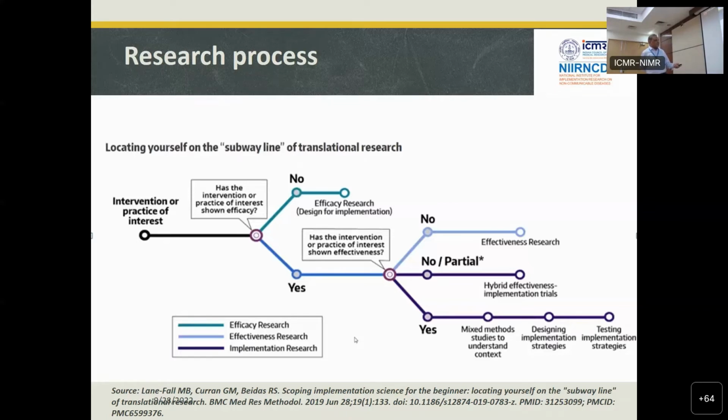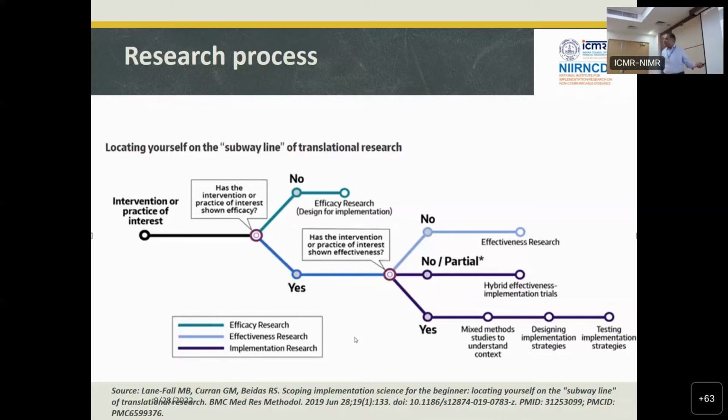Next step, has the intervention or practice of interest shown an effectiveness? Not effective, again go back to effectiveness research and remodel it. If partially done, that means you are ready, but you are not fully ready. And can you wait very long? No, you need not wait because partial success has been shown. So you combine implementation research and effectiveness research together. This is called hybrid research. I'll show you what hybrid research means.